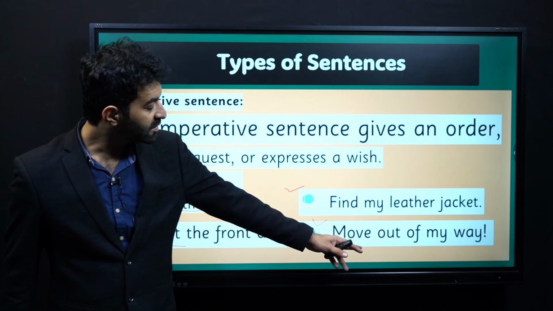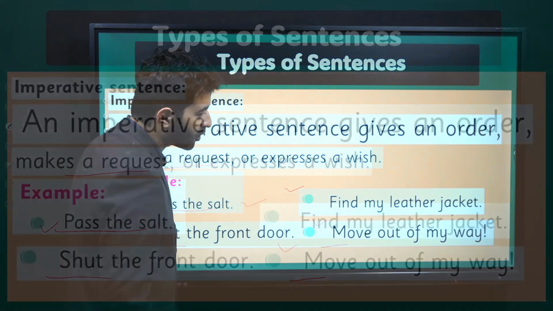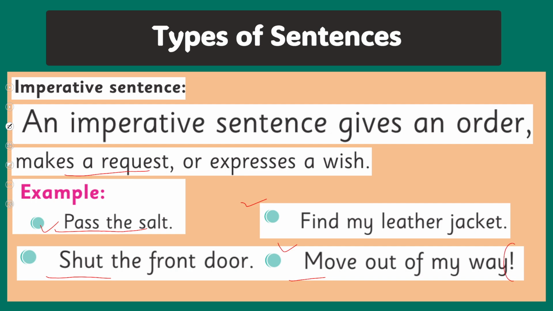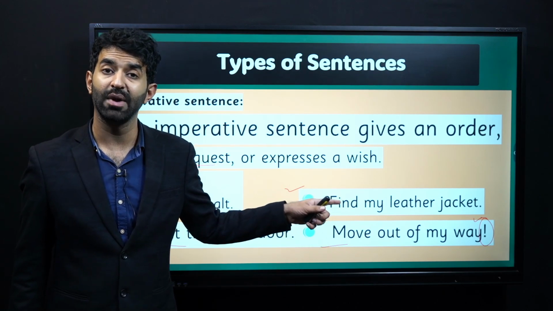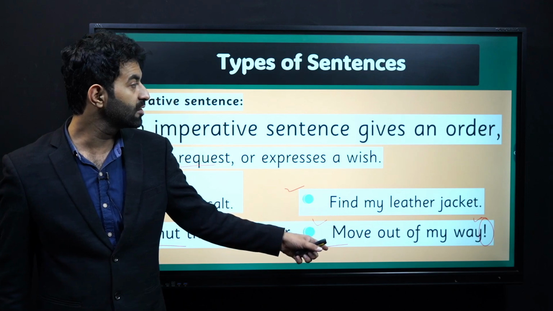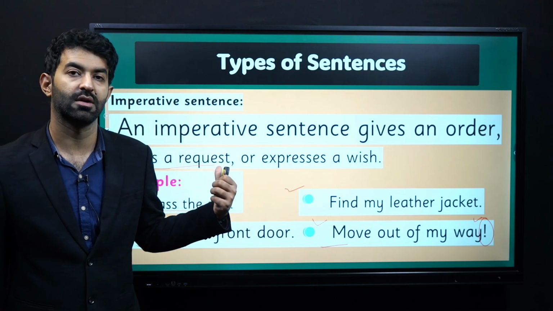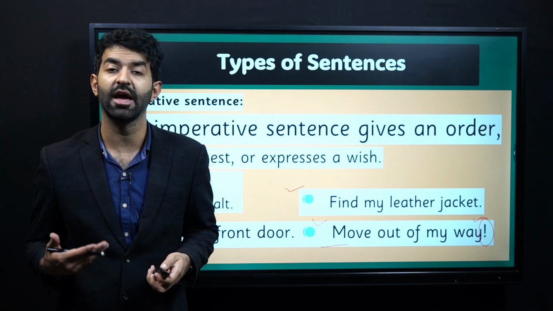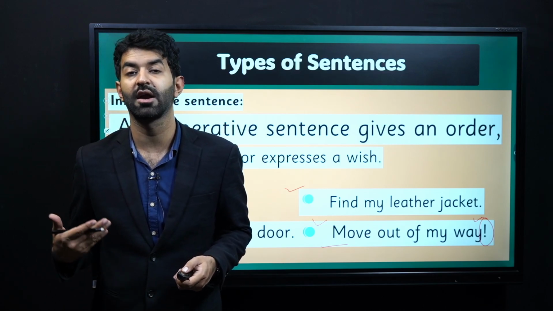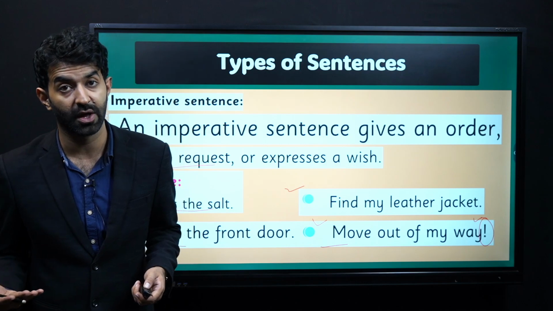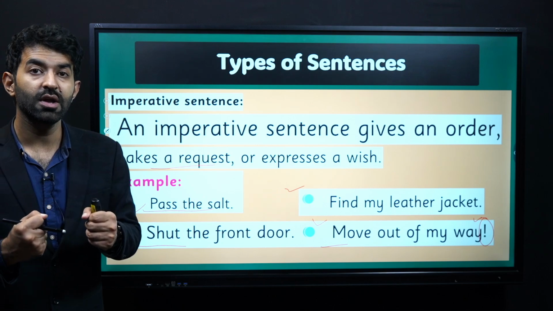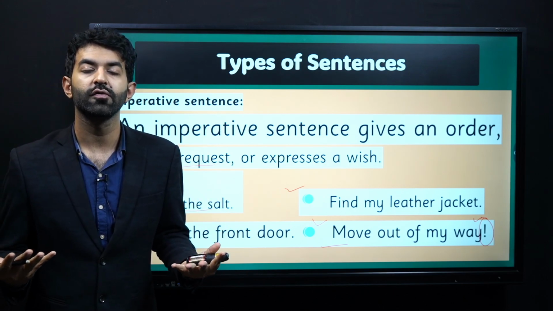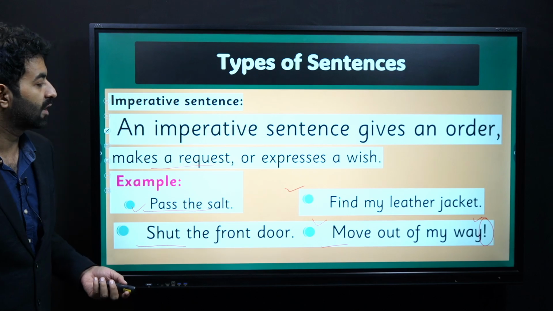Now, as you can see in this example, move out of my way, we are ending it with an exclamation mark. Yes. Move out of my way. This is also an exclamatory sentence, but it is also an imperative sentence. So imperative sentences can have exclamation marks as well. Now read these examples with full strong feelings, and then you will know why they are called imperative sentences.